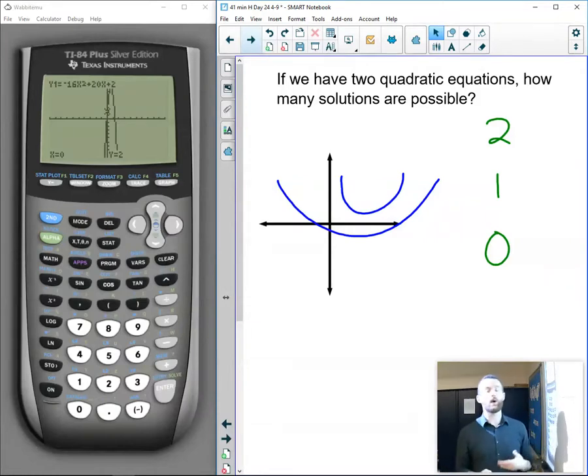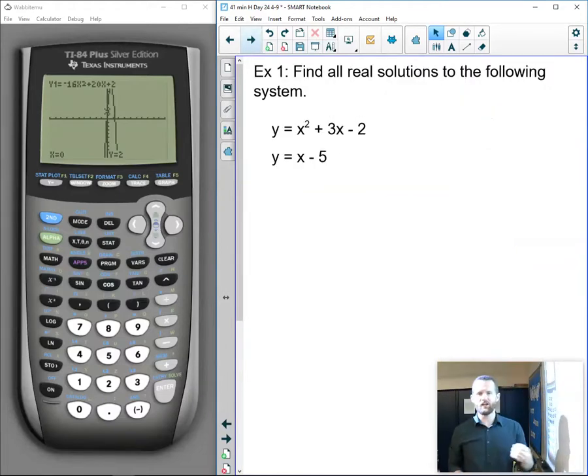So the first thing we need to do anytime we have a system that contains one or more quadratics is to look at the graph and figure out, okay, how many solutions, at least how many real solutions, are we going to expect? Let's take a look at example one. We want to find all real solutions to the following system: y equals x squared plus 3x minus 2, and y equals x minus 5.